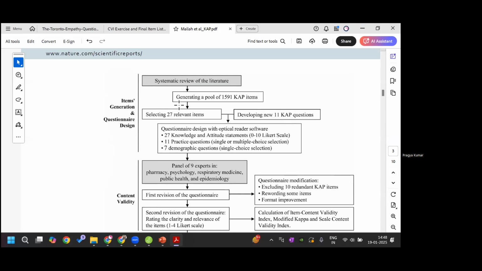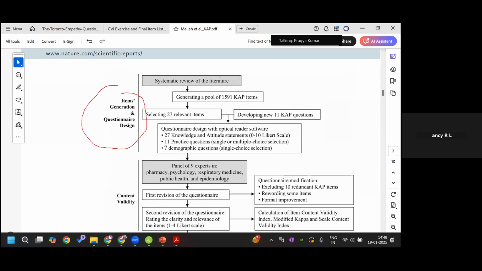flow diagram. So they have given the first step, which is the item generation and the questionnaire design. They have written this step, since they have not done the interview, you have done the interview. Yes, ma'am. And you have generated the items, but they have taken a few items from a systematic review. Initially, they have taken 1591 KAP items, and after the selection, they selected 27 relevant items, and they developed 11 new KAP questions. So together, it made this number, which is 45, not 45. This is 38.